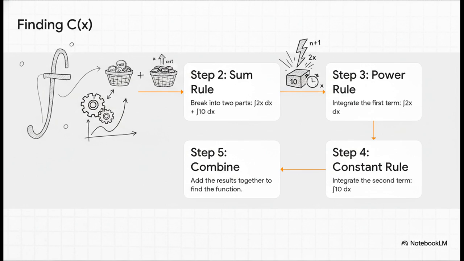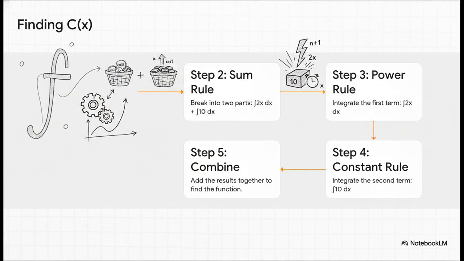The total cost C of x is going to be the integral of our marginal cost, 2x plus 10. Step 2, right away, we use our divide and conquer strategy, the sum rule, to break this into two easier integrals, the integral of 2x and the integral of 10. Now for step 3, we focus on that first piece, the integral of 2x. We use the power rule here. The power on x is just 1, so we raise it to 2 and then divide by 2.